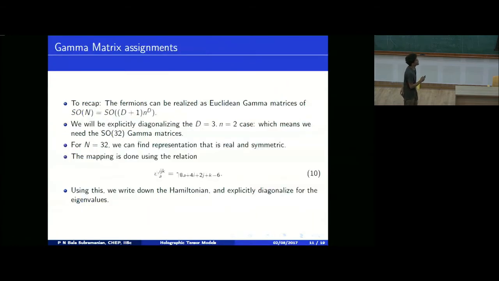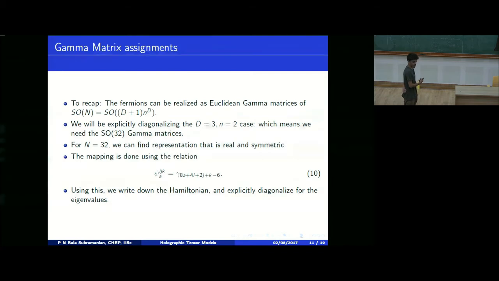So yeah, we'll come to the gamma matrix assignments now. Here I'll be talking about the gamma matrix assignments we did for the Gurau-Witten case. Just to recap, the fermions can be realized as Euclidean gamma matrices of SO(N) or SO(d+1) times N to the power d. As I said, d equals 1 is a very trivial case for all, and it is exactly solvable.